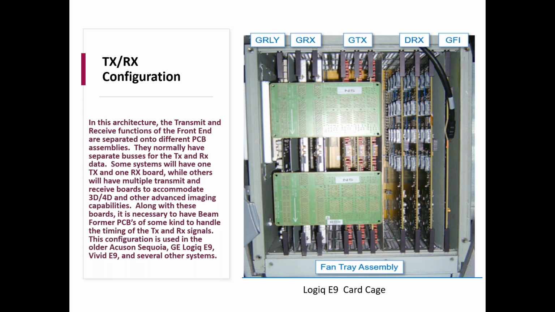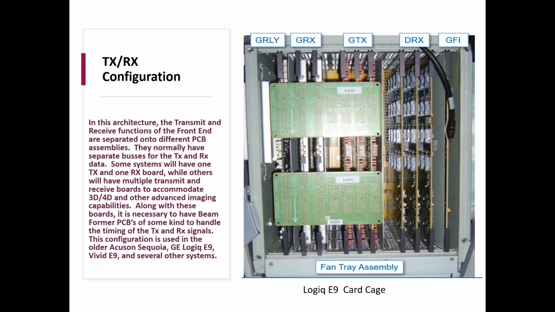I mentioned before that there are basically two kinds of front ends you'll typically find in an ultrasound unit, and the first one we're going to talk about would be the TX-RX configuration. In this configuration, the transmit and receive functions of the front end are separated onto different PC board assemblies, and they normally have separate buses for the transmit and receive data. That's what you're looking at.